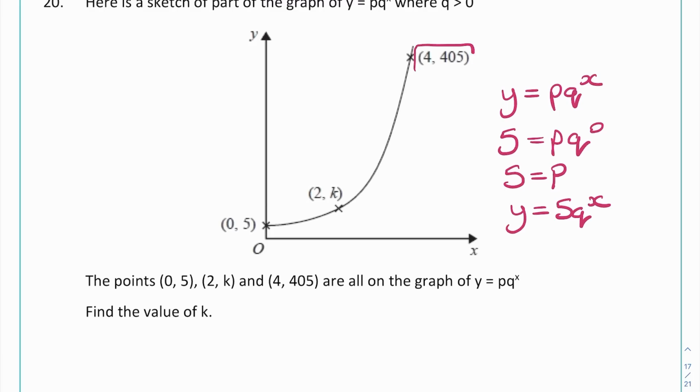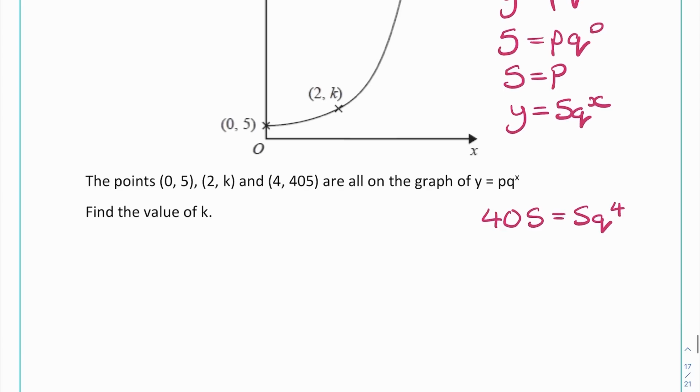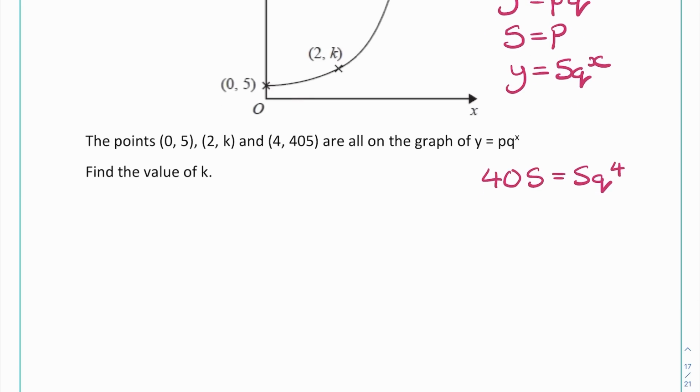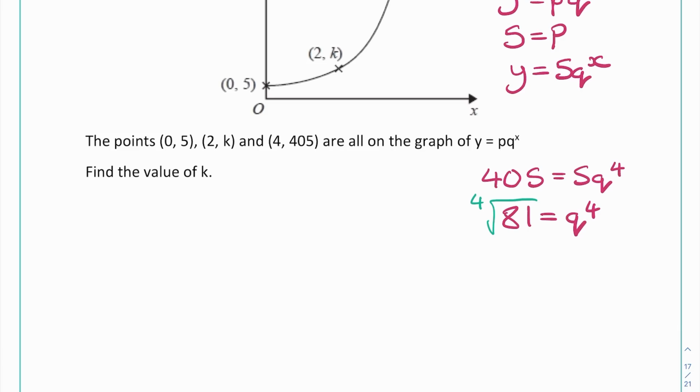Now we can actually use this coordinate up here to figure out what that value of q is. Because we have an x and a y coordinate, so there'll only be one unknown in our equation. So if we plug those values in, y is 405, and that's equal to 5 multiplied by q to the power of 4, as the x coordinate there is 4. So solving this, we can divide by 5. If we divide both sides by 5, we get 81 is equal to q to the power of 4. So you need to do the 4th root of 81. You might already know what that is, but if you do the 4th root of both these sides, which you can do on your calculator, you get that q has to be equal to 3.